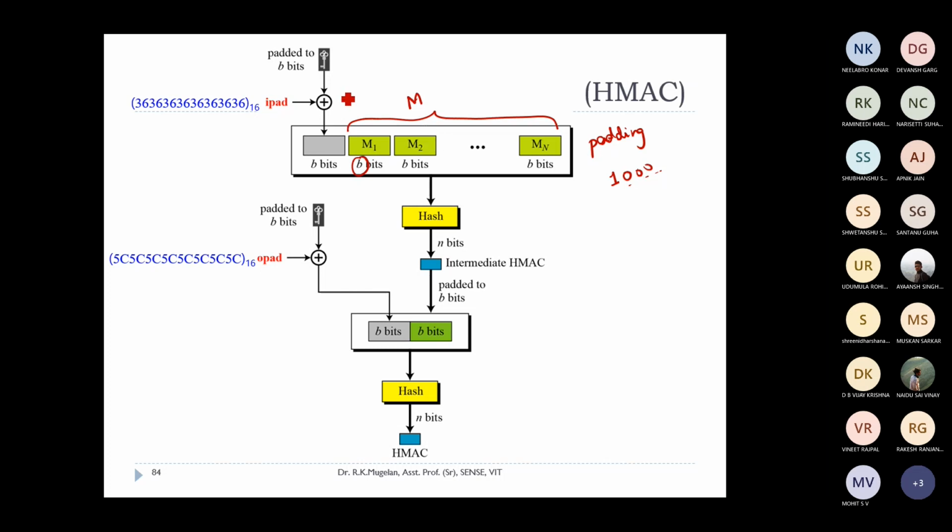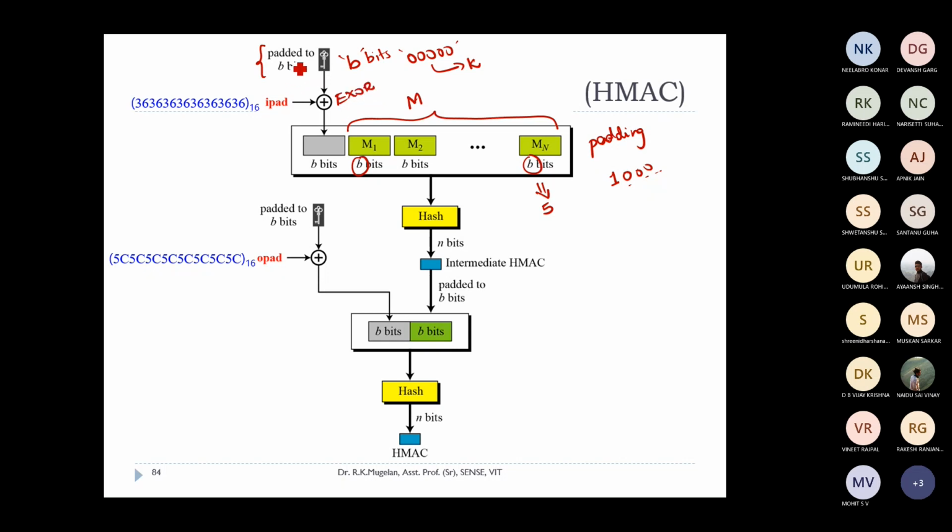Now, how are the keys going to be used? The simple key is nothing but B bits of zeros, whatever size of B you choose. For example, if you choose B to be 5, each block has 5 bits, so here I will have 5 zeros. That is the key we are going to use. But we are not going to directly append the key here. For that, I am going to perform an XOR operation.